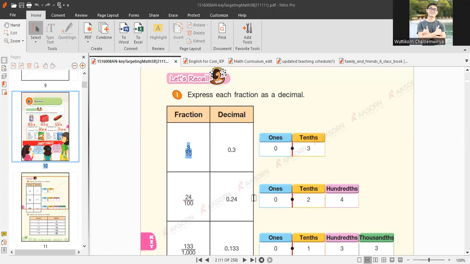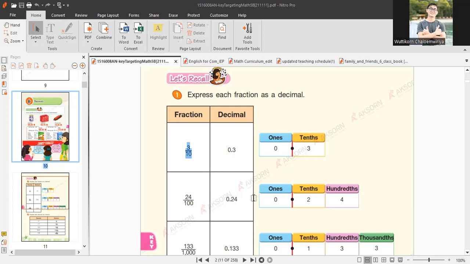So as we said, we can convert fractions into decimals only if the denominator of the fraction is 10, 100, 1000, 10,000, and so on. The multiples of 10. If the denominator of the fraction is a multiple of 10.